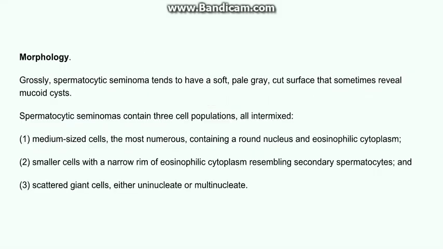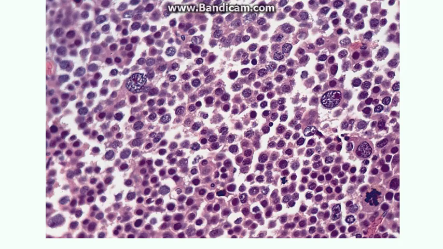Now going to the morphology, it is also distinct from seminoma. Grossly, it is soft, it has a pale gray surface, sometimes cysts are also present. On microscopy, there are three populations of cells: medium cells, smaller cells, and giant cells. The medium sized cells are most numerous. They have a round nucleus and eosinophilic cytoplasm. The smaller cells have a very small amount of cytoplasm, and scattered giant cells are present, which can be uninucleate or multinucleate.